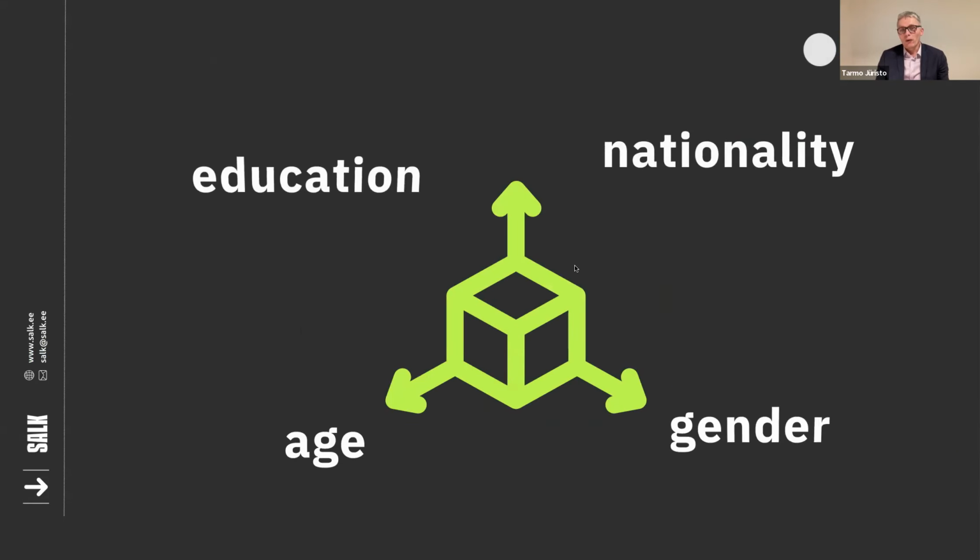And the way you go about this now goes into a bit of domain knowledge about the politics. In the Estonian case, we have found out that people's political preferences are influenced, or to a large extent determined, by these four dimensions. So it's education, nationality, age, and gender. The importance of those varies from question to question.